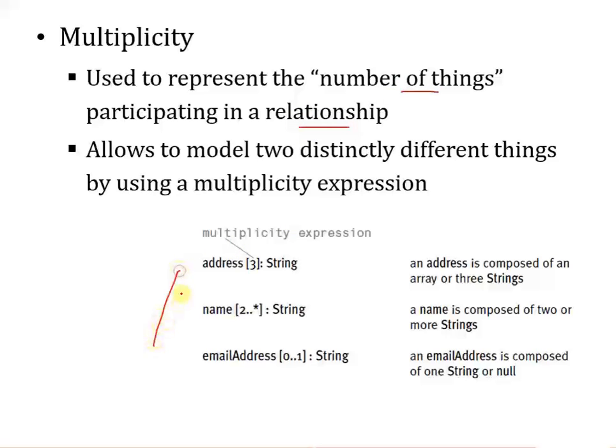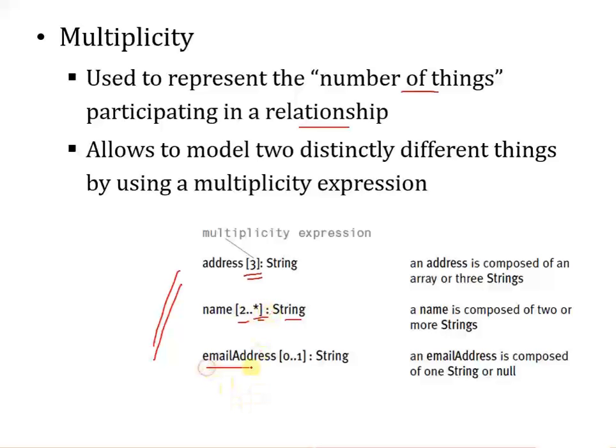You can see some examples here. For example, address is a string which is composed of an array of 3 elements inside it. Name is a string component which is composed of 2 or more strings. So that is a representation 2 followed by star. So star is going to represent any number.